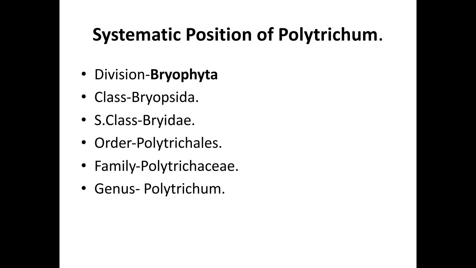Now Polytrichum belongs to division Bryophyta. The plant body is thalloid. There is no differentiation of root, stem and leaves. Rhizoids are present in place of roots and the sporophyte is dependent on gametophyte for its nutrition. Then the vascular tissue is absent. It means xylem and phloem, the conducting elements, are totally absent in Bryophyta. Then remember Polytrichum is put into class Bryopsida.